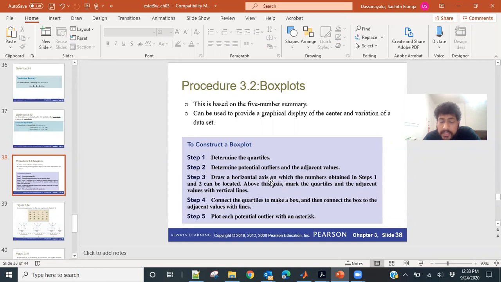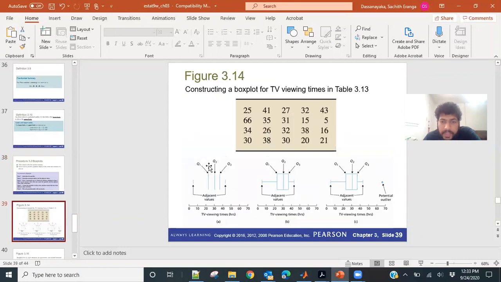Draw a horizontal axis on which the numbers obtained in steps 1 and 2 can be located. Above the axis, mark your quartiles and connect them. Simply find Q1, Q2, Q3. These are the steps for how you should draw this. See, this is the minimum value, maximum value, Q1, Q2, Q3. Then just using a simple rectangle, connect them. Simple lines, connect them.